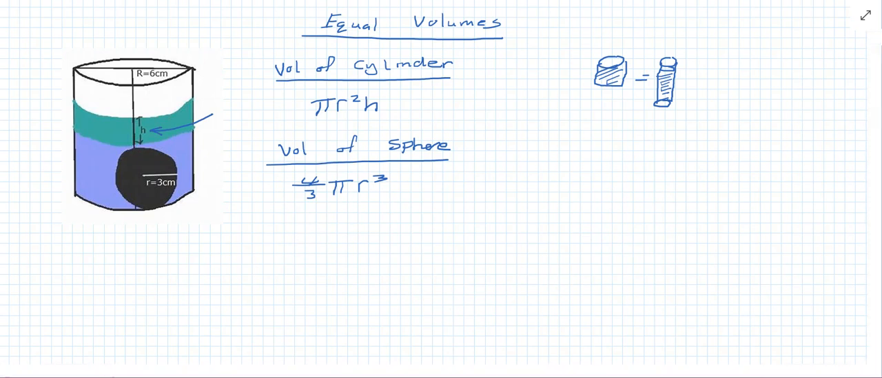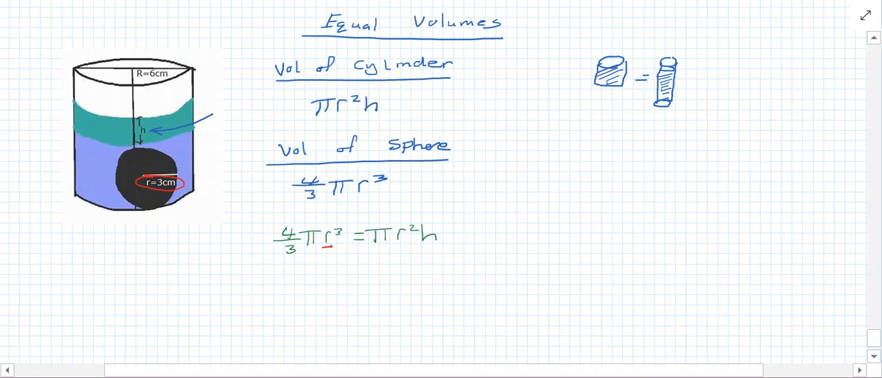So we can have 4 over 3 pi r cubed is equal to pi r squared by height. And then we can work out these values here. If we focus on the volume of the sphere, the radius is going to be this here.